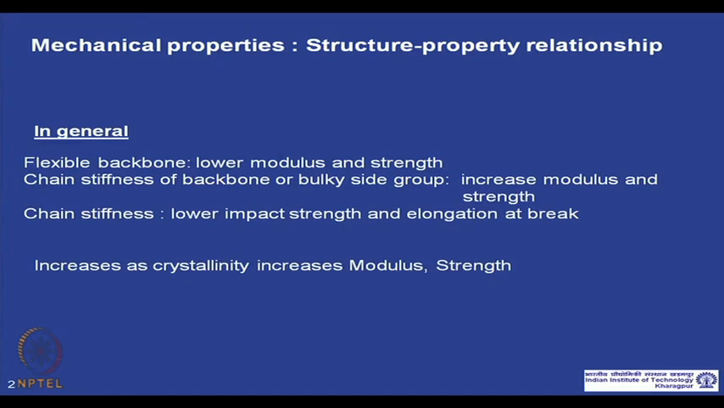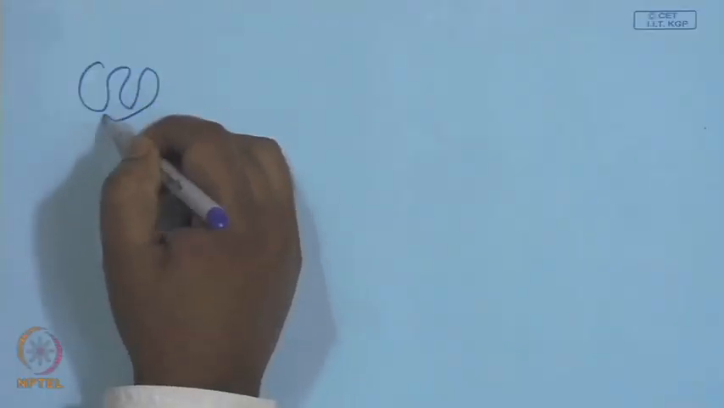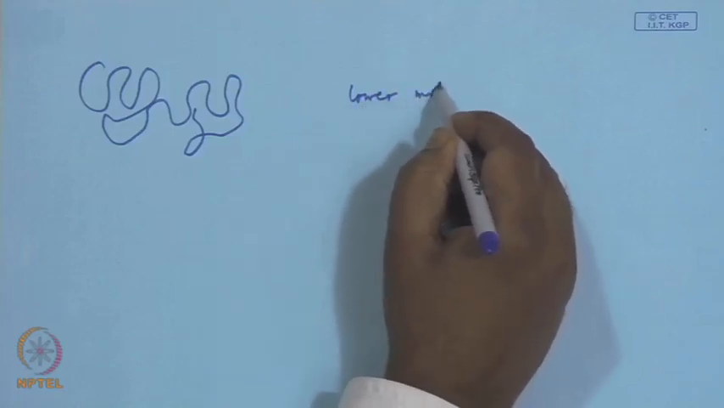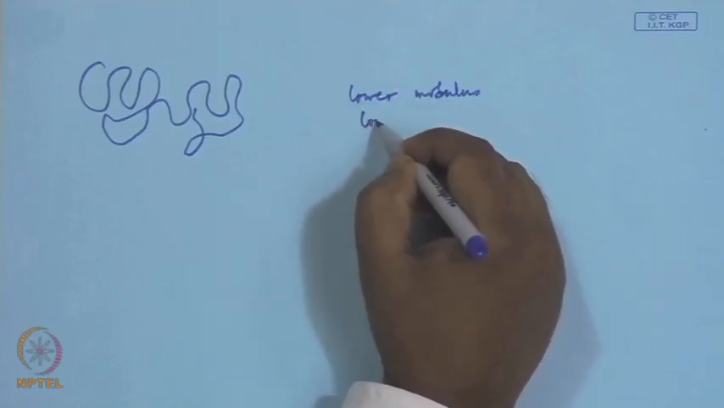At the last part of the lecture, what we discussed was the relationship between the mechanical properties and chemical structure or polymer chain properties. And we found that in general, if you have a flexible polymer chain backbone, then it is easier for somebody to apply stress and deform. Now, which basically gives lower modulus, lower strength.